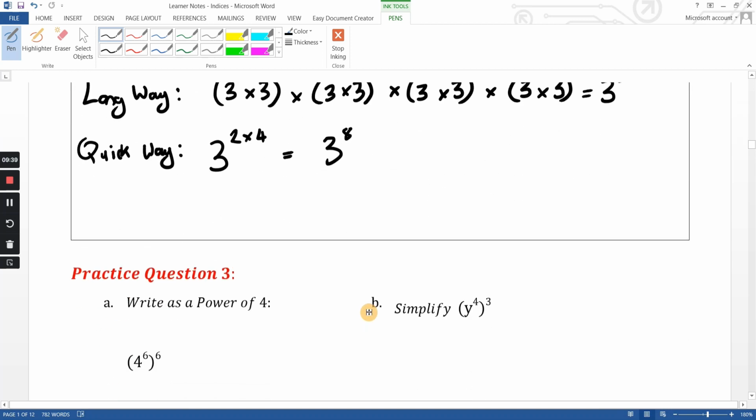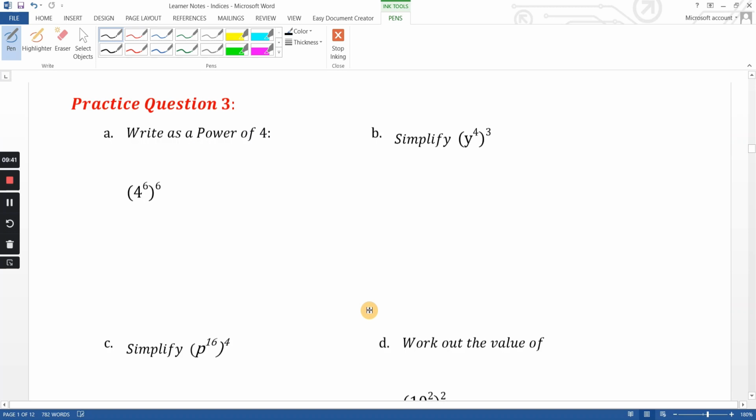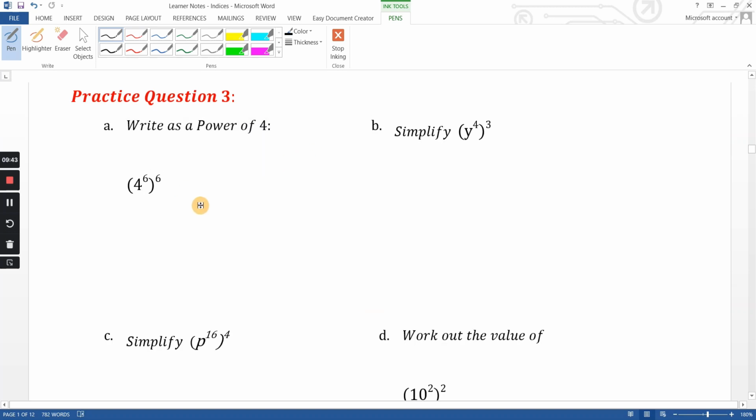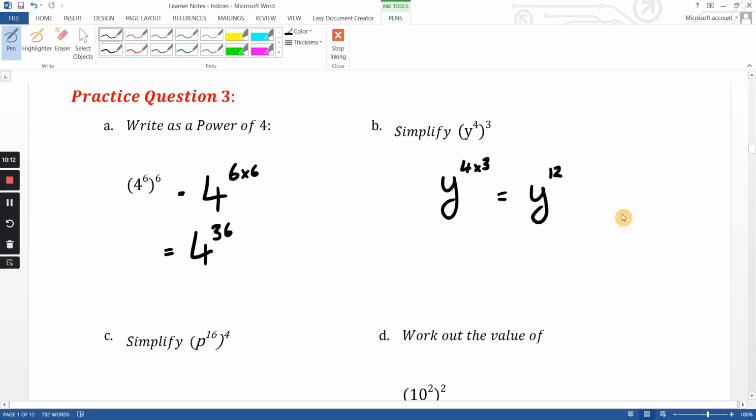Again, let's just practice a few of these. So write as a power of 4. That's going to be 4 to the power 6 times 6, which is 4 to the power 36. Part B, simplify. That gives me y to the power 4 times 3, which is y to the power 12.